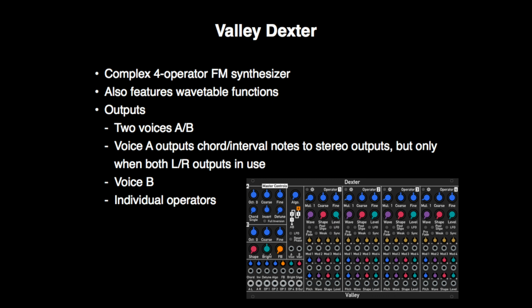There's a module called Dexter by Valley, which is a really complex 4-operator FM synthesizer. This is a really powerful synth. It's got tons and tons of options. I will admit it can be a little bit overwhelming at times. It's only got 4 operators, so it doesn't have as many as the DX7, but it's a lot easier to program than the DX7, but also has some wavetable functions, which I won't talk about today, but you can explore on your own. There's a video in the description and on Blackboard that goes over how wavetable synthesis works. So this is a really powerful synthesizer with lots of different options.